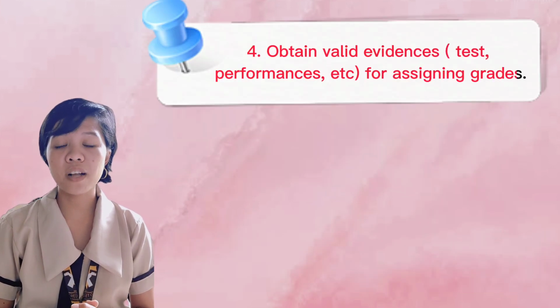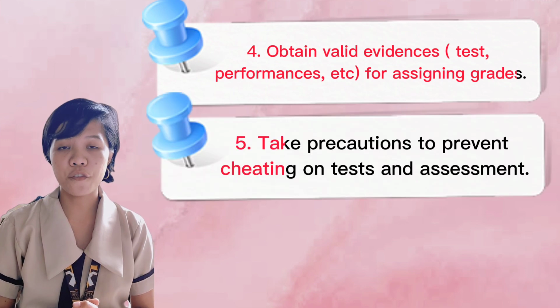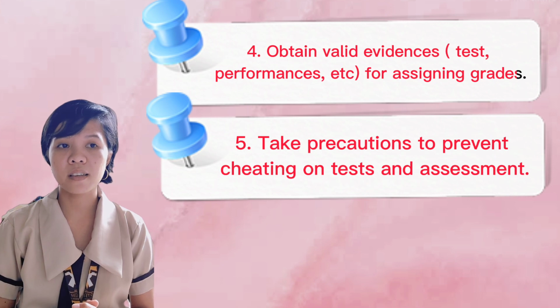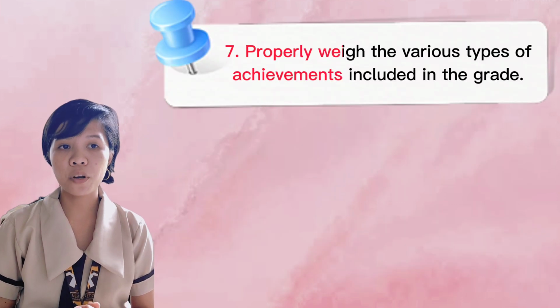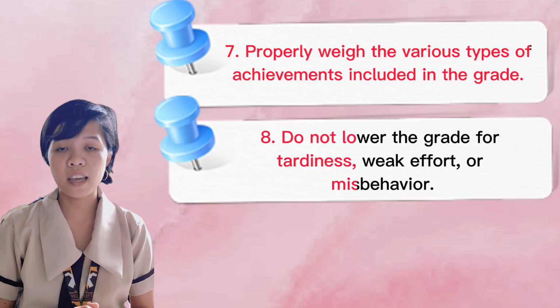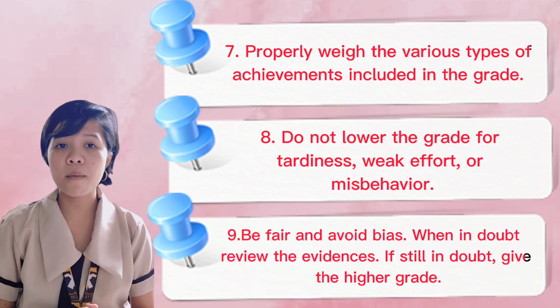Fourth, obtain valid evidences like tests and performances for assigning grades. Fifth, take precautions to prevent cheating on tests and assessment. Sixth, review and return all test results as soon as possible. Seventh, properly weight the various types of achievements included in the grade. Eighth, do not lower the grade for tardiness, weak effort, or misbehavior. Ninth, be fair and avoid bias.